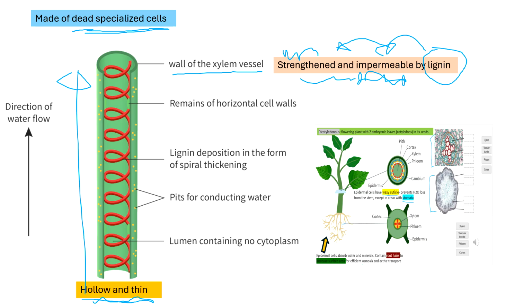Now, the lumen of the xylem contains no cytoplasm. Okay. The pits, these yellow circles you can see here, are for conducting the water. The lignin deposition is in the form of spiral thickening. So this red spiral you can see here is the lignin deposition. And I say we move on to the structure of the stem.